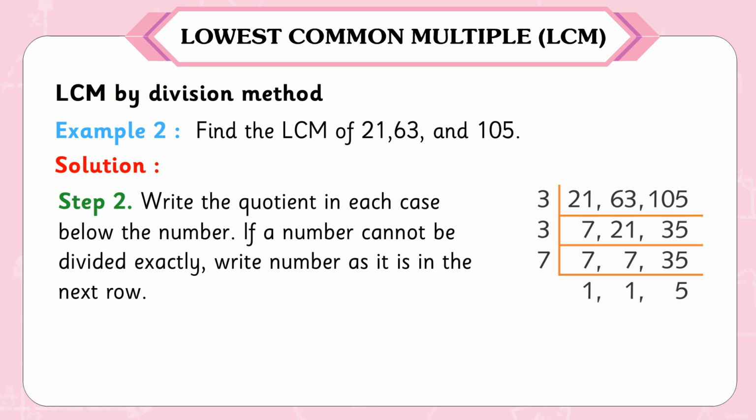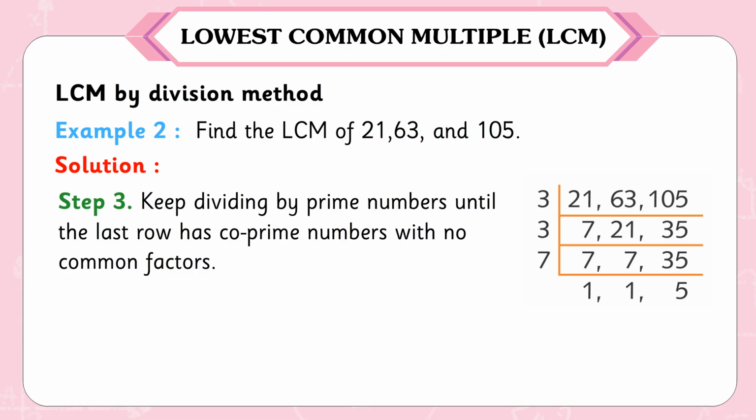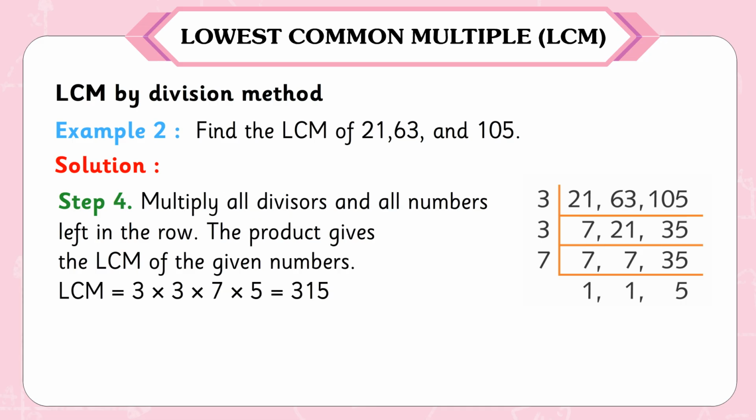If a number cannot be divided exactly, write the number as it is in the next row. Step 3. Keep dividing by prime numbers until the last row has co-prime numbers with no common factors. Step 4. Multiply all divisors and all numbers left in the row. The product gives the LCM of the given numbers. LCM is equal to 3 into 3 into 7 into 5 is equal to 315.